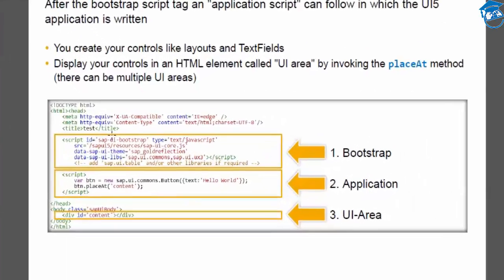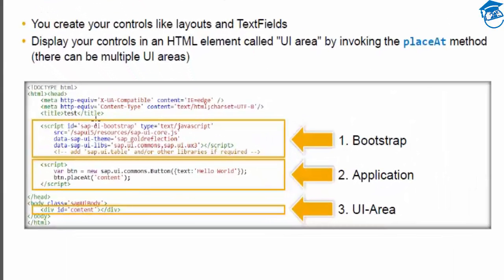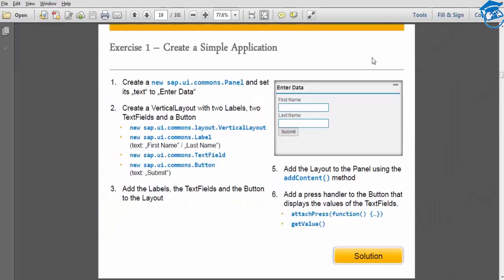And when you run your application, this thing you have seen in index.html. So there is a bootstrap. This line of code is nothing but the bootstrap, and the script whatever you have written is your application. So I have taken a button and have placed that in the content, and the content needs to be a UI area. You have seen one example.